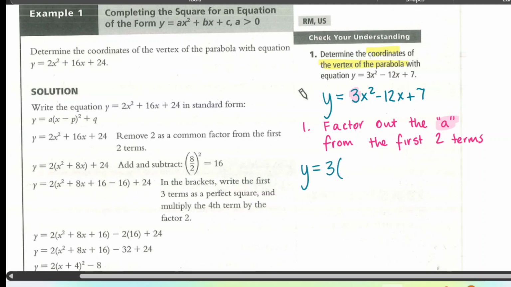So I'm going to divide 3 out of the first two terms. So it becomes 3, and then in brackets, x squared minus 4x. And then we're going to leave a little bit of space, and then we're going to put plus 7. So I've left the 7 on the outside.